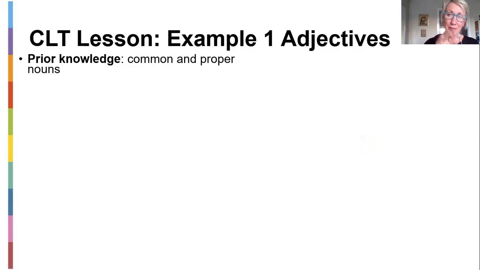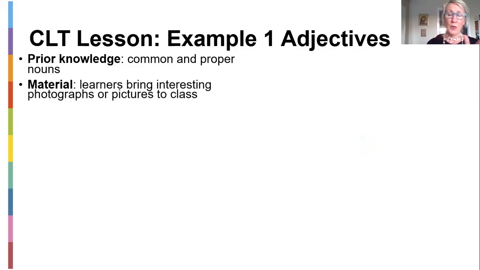So you've got to have some prior knowledge, and my prior knowledge is that they must know what a common noun is, like a man, table, and they must know what a proper noun is, the name of a place, a person, a month, book, and all those things. So they need that prior knowledge before you can start talking about adjectives.